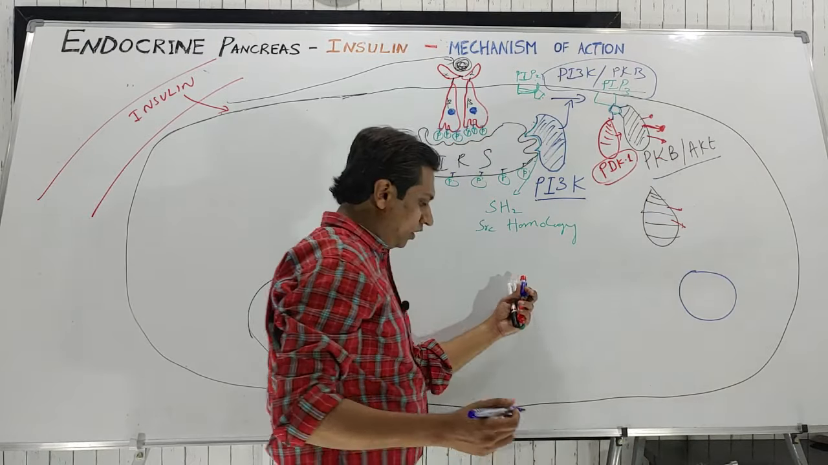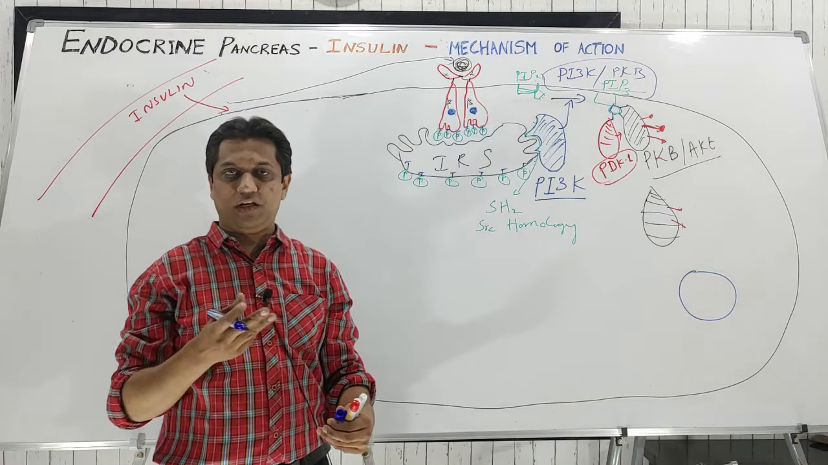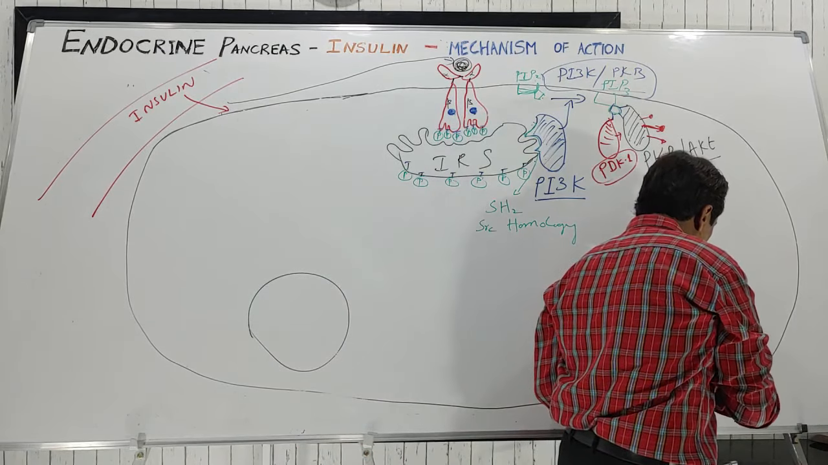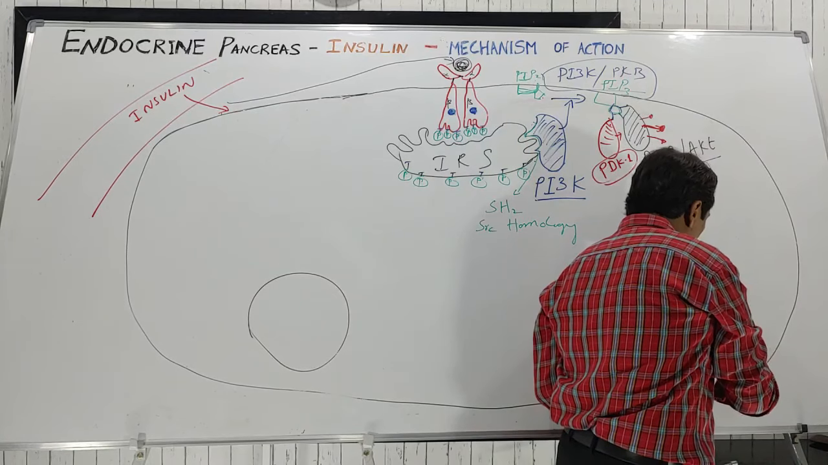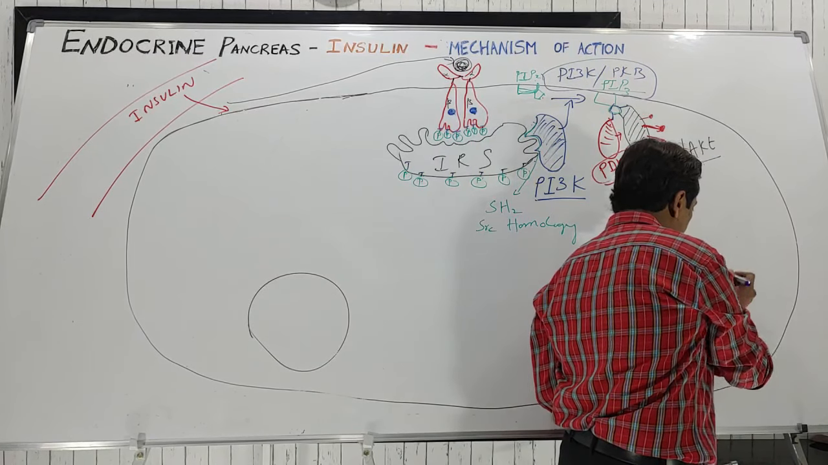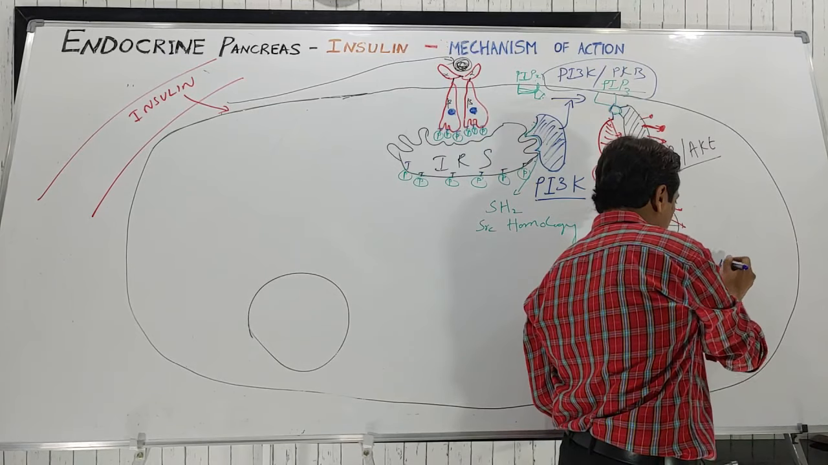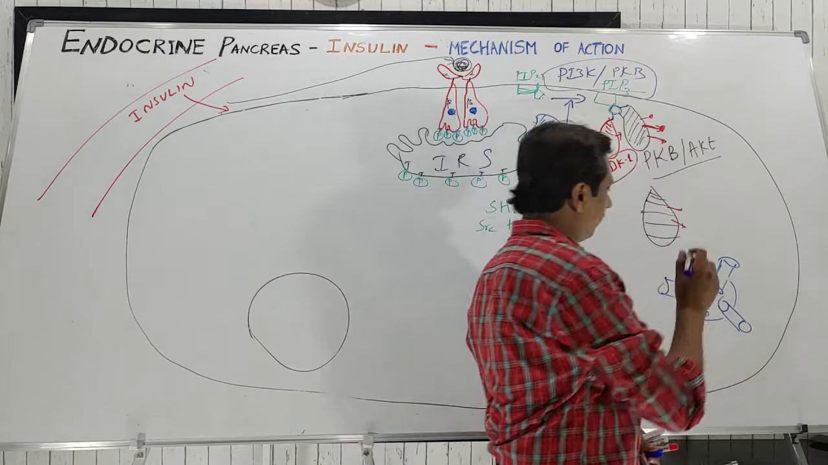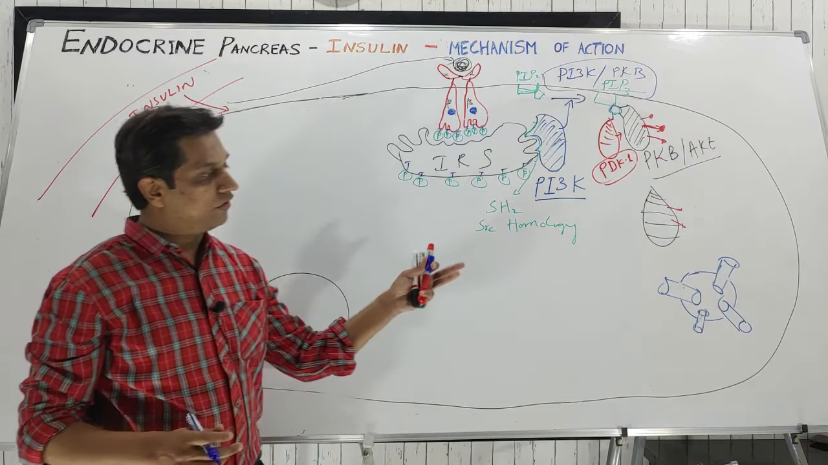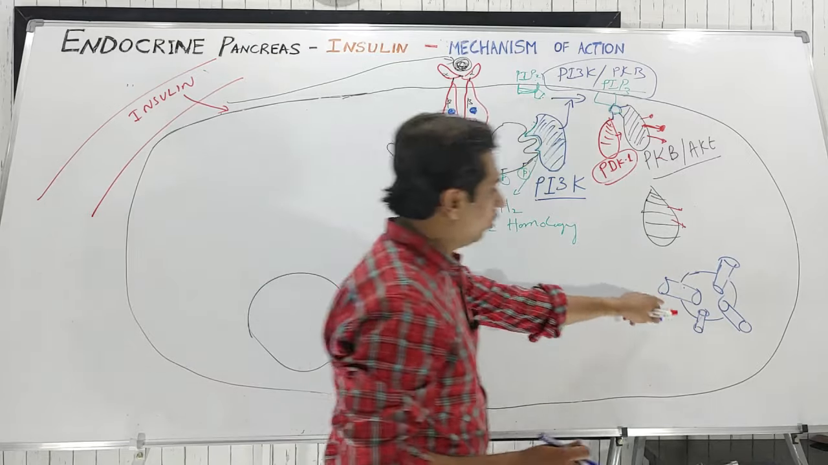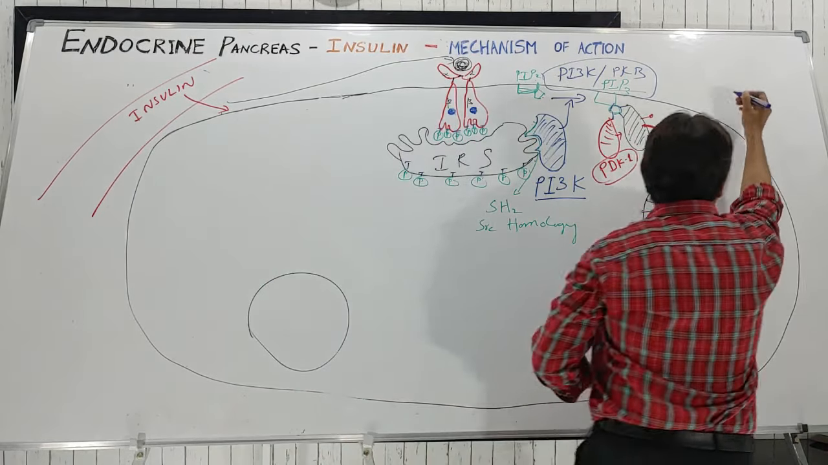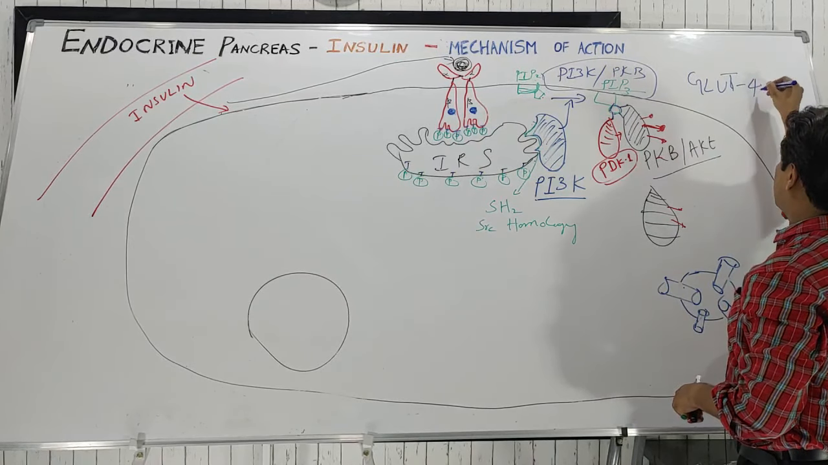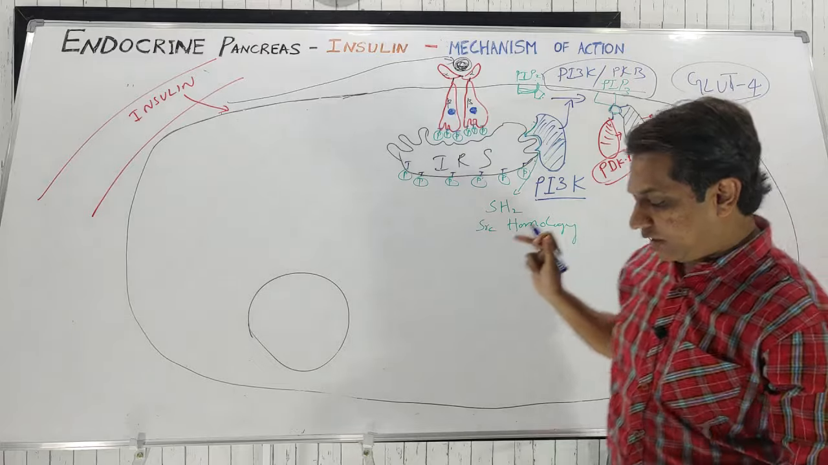In the target cells, especially striated muscles, that is skeletal muscles and cardiac muscles, and also in adipose tissues, there are vesicles, and in these vesicles there are certain glucose transporters, ion channels. This type of glucose transporter, present in the cytoplasm of skeletal muscles and adipose tissue, is known as GLUT4, glucose transporter 4, and this is an insulin dependent glucose transporter.